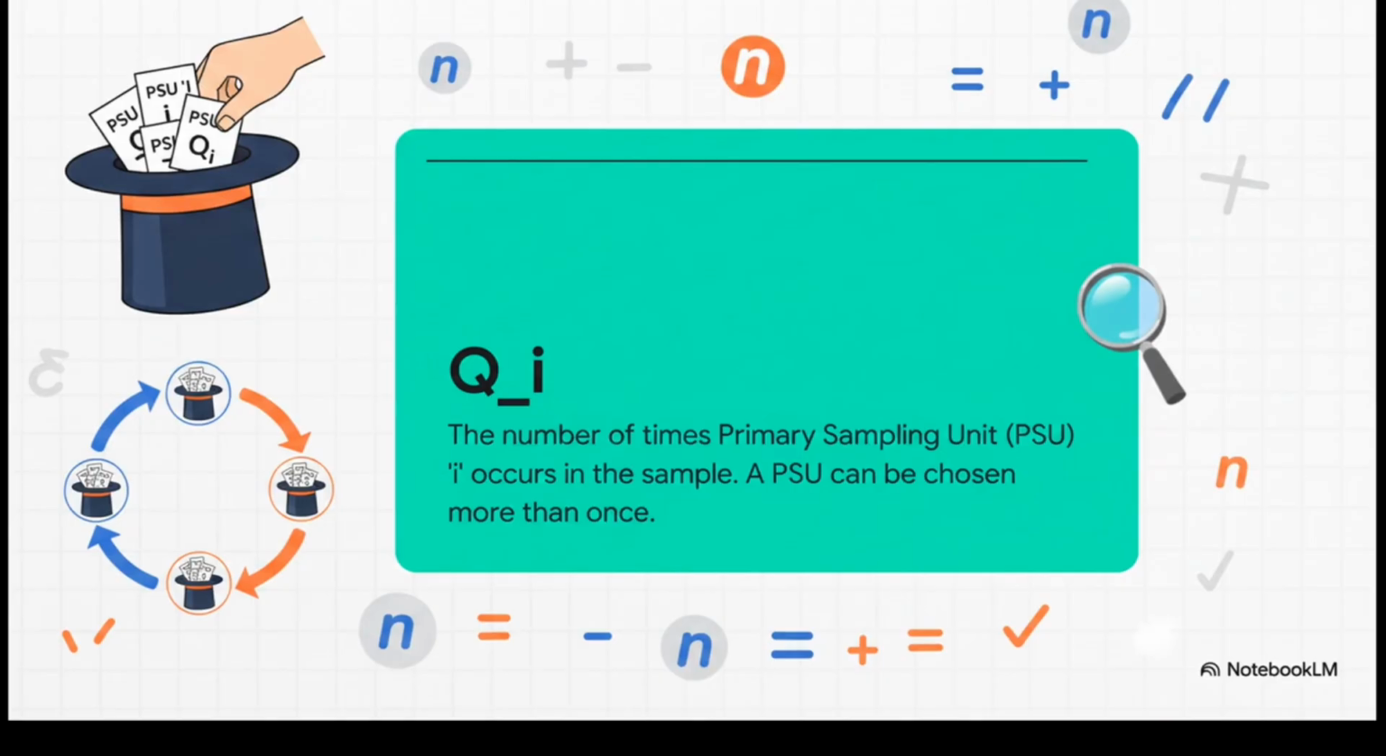Okay, first up, a really key concept. We're sampling with replacement. Think of it like drawing a name from a hat, reading it, and then putting it right back in. Because of that, the same group, or PSU, can get picked more than once. So we need a way to keep track. We use this variable, Qi, to just count how many times each group shows up in our final sample. And of course, if you add up all those Qs, you just get n, your total sample size.